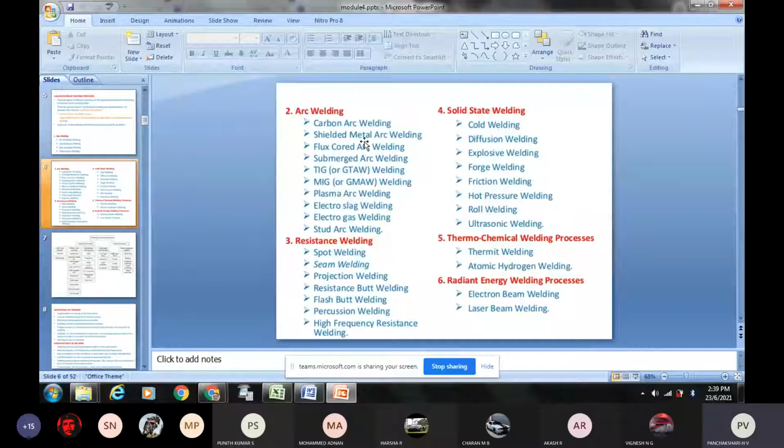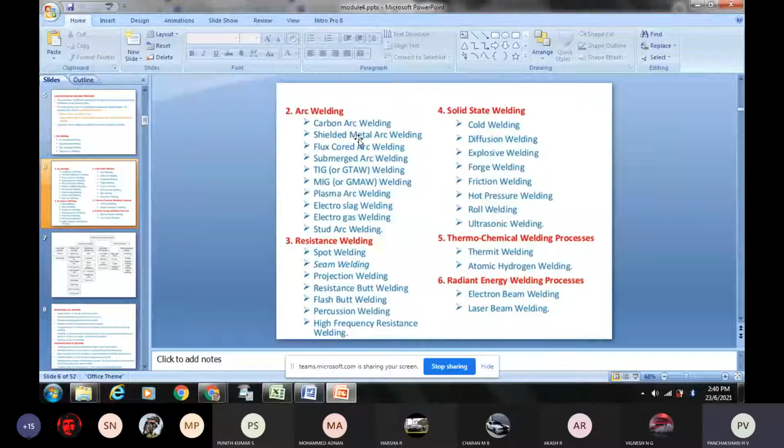Carbon arc welding, shielded metal arc welding, flux coated arc welding, submerged arc welding, TIG welding. TIG is nothing but tungsten inert gas welding, also called GTAW, gas tungsten arc welding. MIG, metal inert gas welding, and plasma arc welding, electro slag welding, electro gas welding, stud arc welding. These are all the variety of weldings. Just try to remember these names under arc welding.